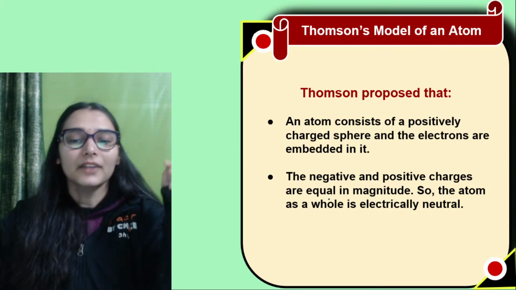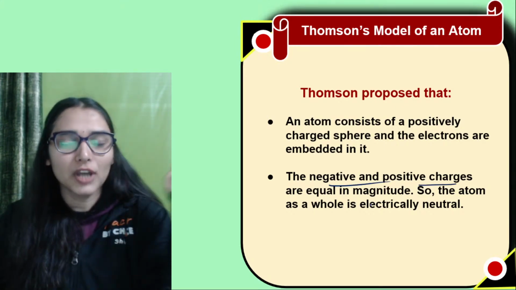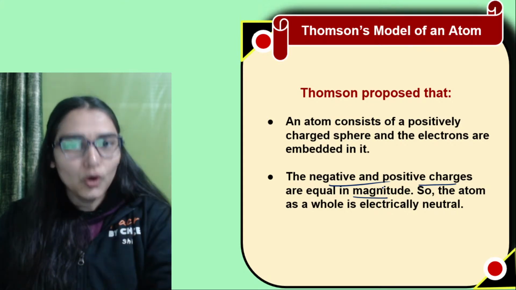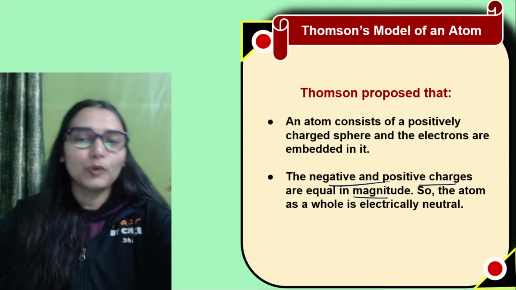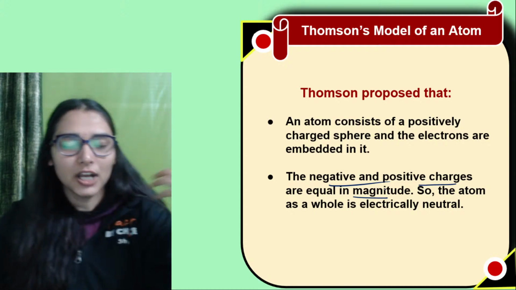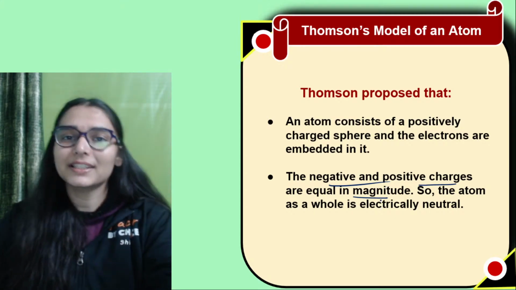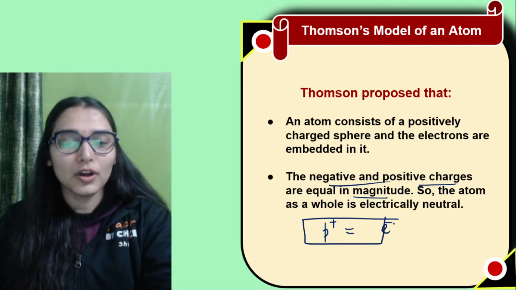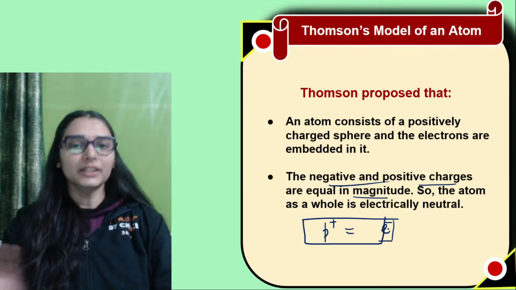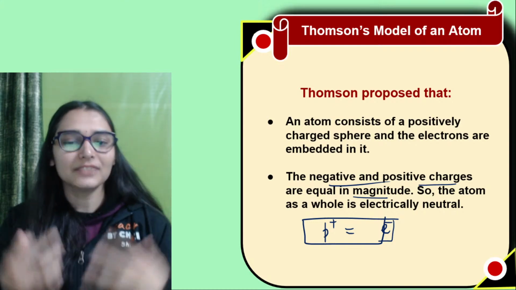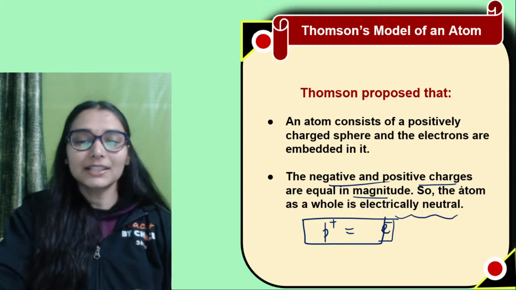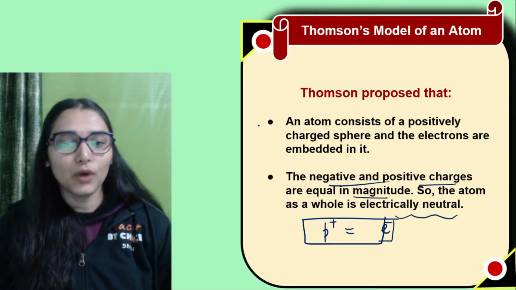The negative and positive charges are equal in magnitude. No matter that positive charge is there, negative charge is there, but they should always be equal. So the number of protons in an atom will always be equal to the number of electrons, so that the overall charge on the atom is neutralized, because we know an atom as a whole is what? Electrically neutral. So these were the major points put forward by him.